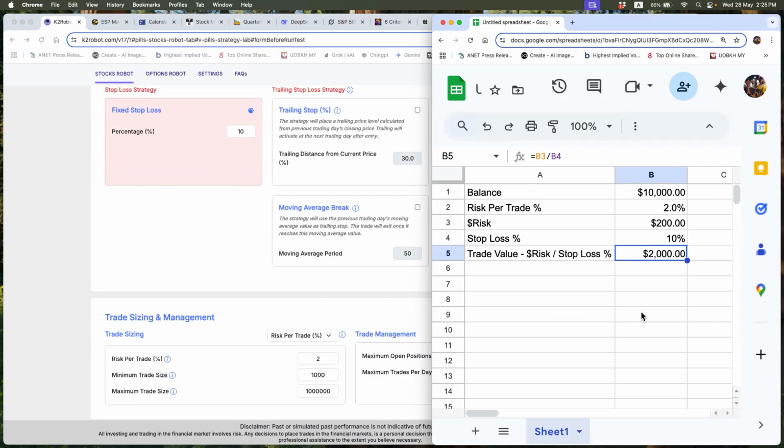That means for every trading opportunity, it will be $2,000 plus or minus. If your stock price is $500, then you buy 4 shares. If it is $20, then you can buy 100 shares. It will be capped at 2,000 trade value. This is what we call trade value.